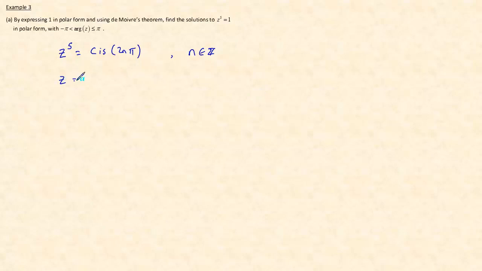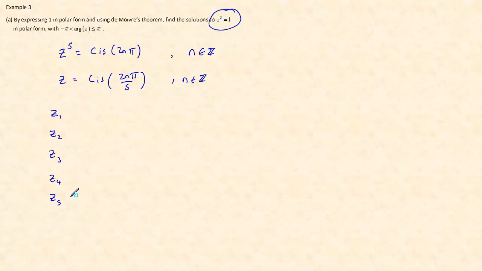So using de Moivre, z is going to be cis 2n pi divided by 5. So it's just a case of now picking off our solutions. Now, with no particular order, I'm just going to call those solutions z1 through to z5. It's a z to the 5, a fifth order equation, so we expect 5 solutions. When you're in complex mode, you always get the number of solutions that you would expect from the equation.